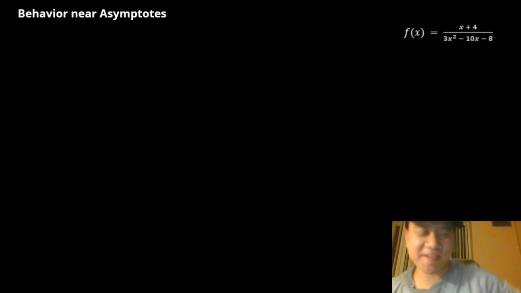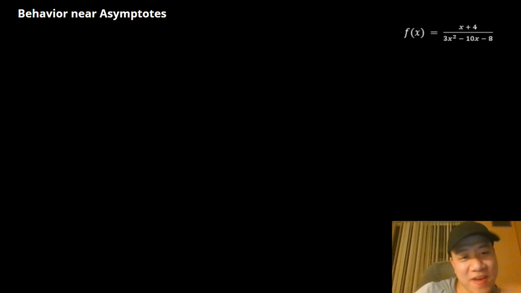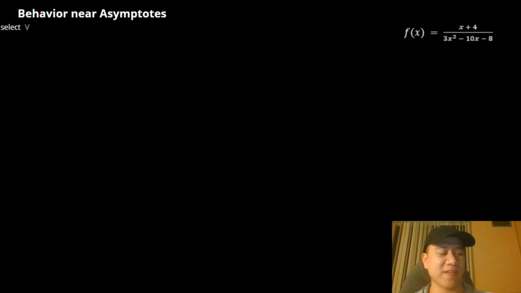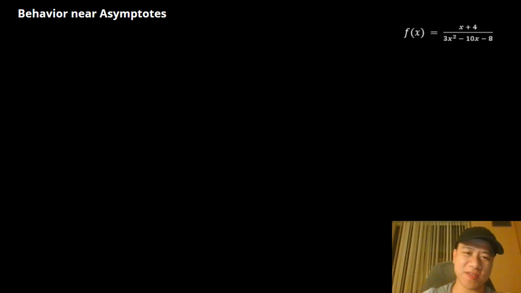Okay, the next thing is the behavior near asymptotes. What behavior means is basically what the shape of the graph looks like, or how the function is going to look near its asymptotes. This includes our vertical asymptotes, our horizontal asymptotes, or oblique asymptotes. So whichever one we have.